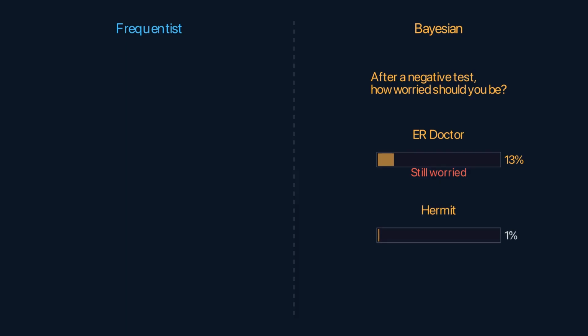The hermit started at 1%. After a negative test, he drops to 0.1%. He is fully reassured. Same negative result. Completely different peace of mind.